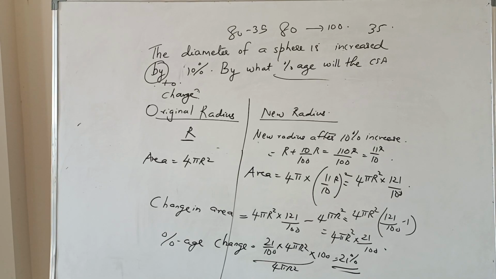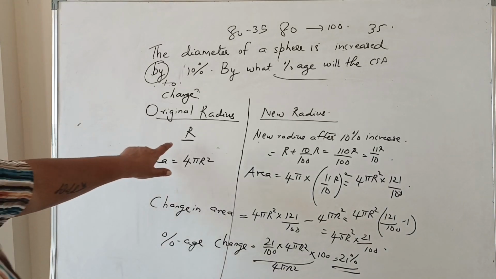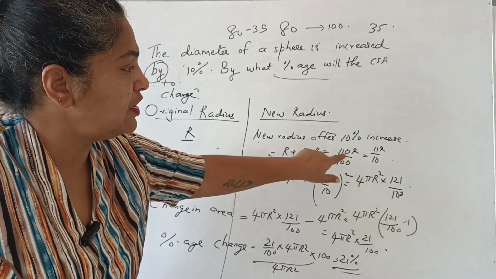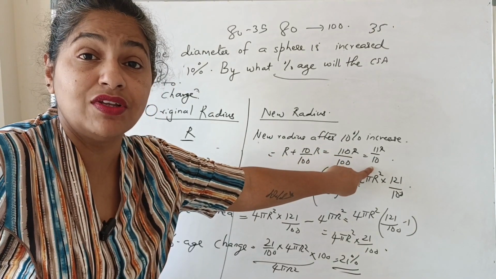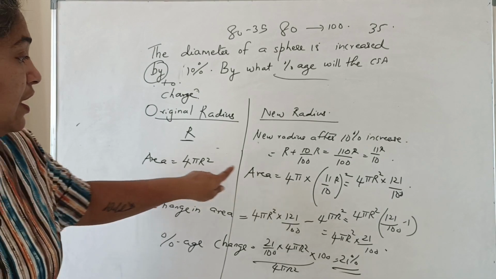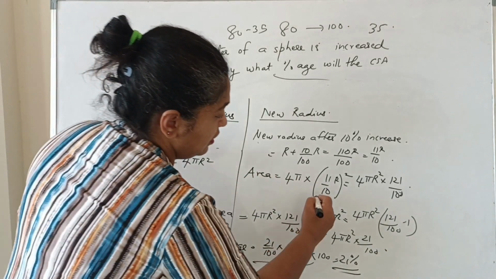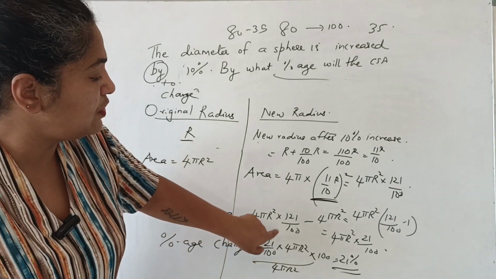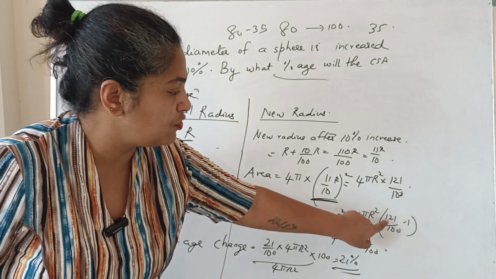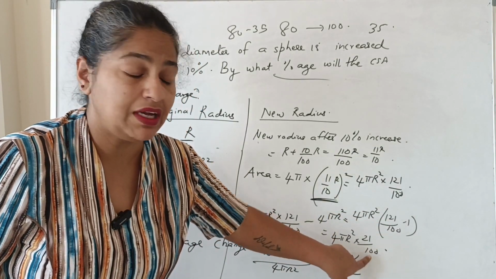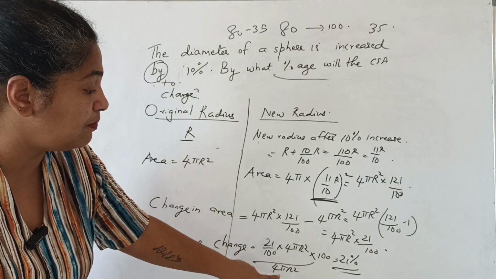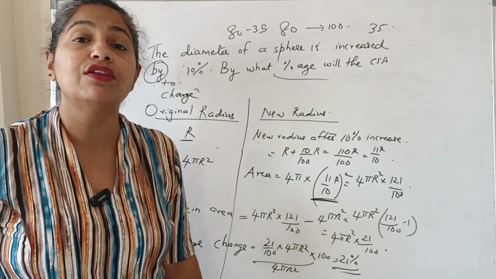So here you can see that I have completed the sum. Original radius, the new radius after 10% increase, I have added 10 by 100 R. You get 11 R by 10 after reducing. Old area, the new area. This is the new radius. So this is what I am getting. The change in the area is the new area minus the old area. So you will get 21 by 100 into 4 pi R square. The percentage change is the change in value by the old value into 100. You will get 21%.